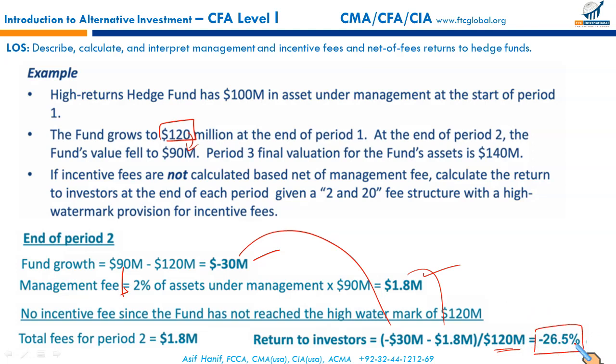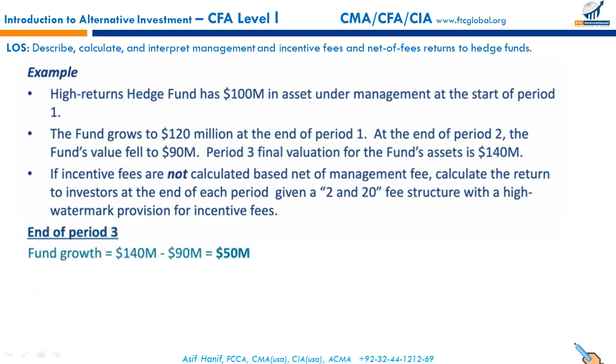Then the last part to this, the third year. Now the fund grows from 90 million to 140 million. So there has been a growth of 50 million.